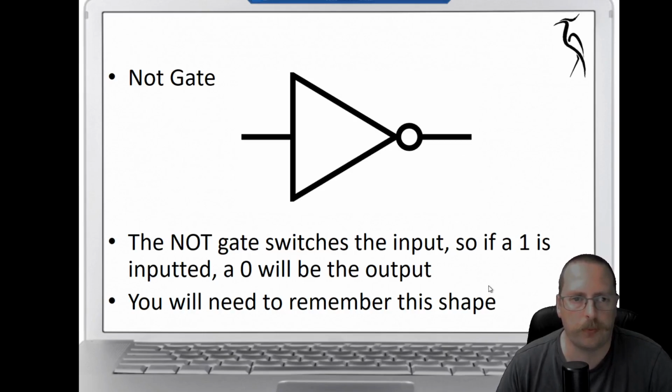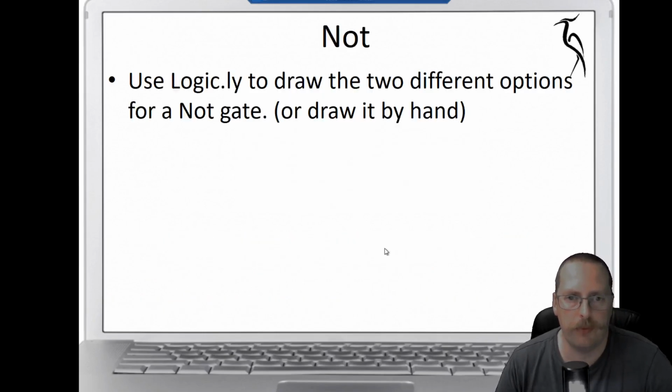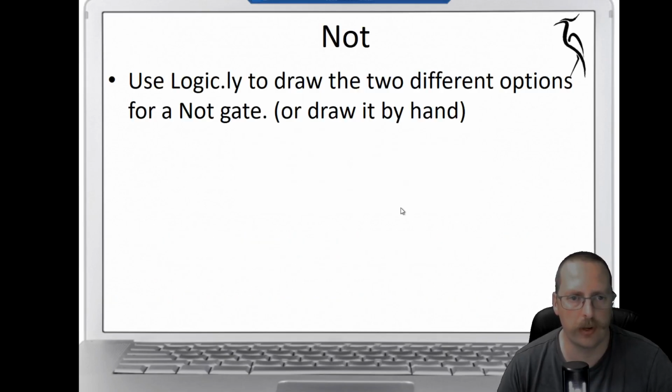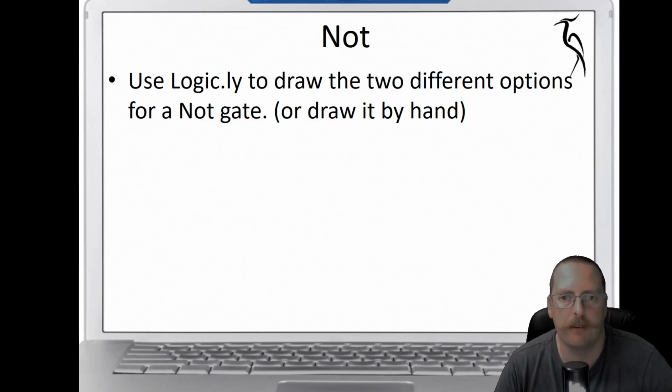So there are only two. If we look back at the NOT gate, there are only two variations of this. It's either a 1 or a 0, so there are only two different outputs. There are only two different things we can draw for the NOT gate. But again, if you can draw that in logic.ly or by hand, take a photograph, and put it into your ePortfolio, that'll be brilliant.